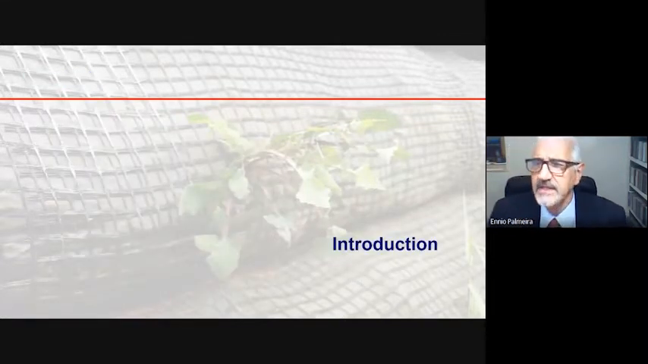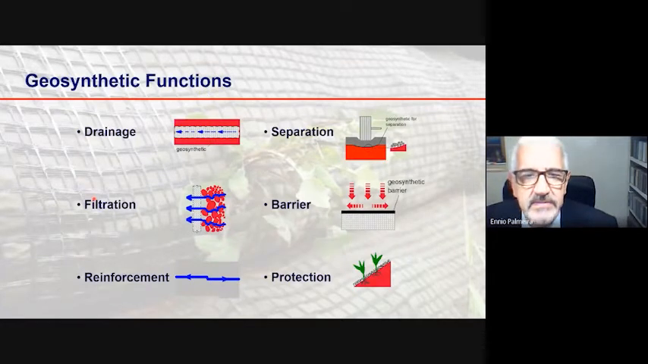So let's start with the introduction. As probably most of you know, geosynthetics are materials that can be used with different functions in geotechnical engineering works, such as drainage, to help the water or any liquid to leave the soil. It can also be used in separation works when we want to avoid the contamination of a good quality fill material, for instance, from fines from the subgrade, from the soft fine subgrade.